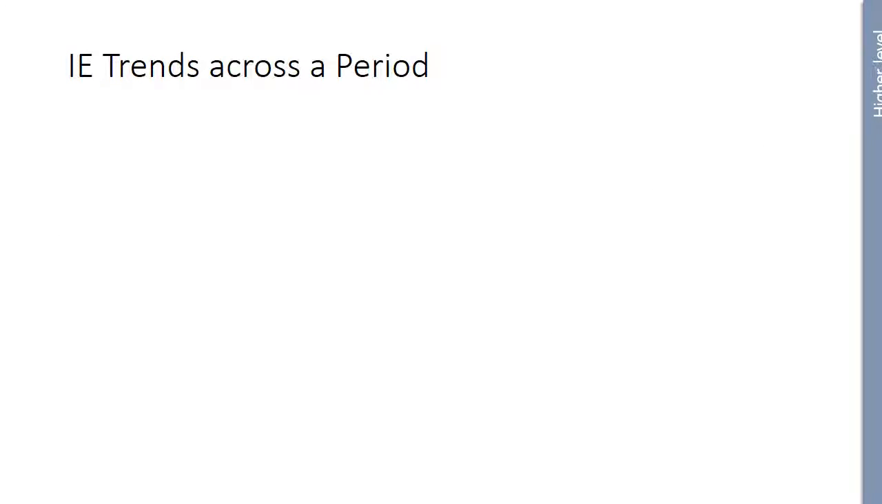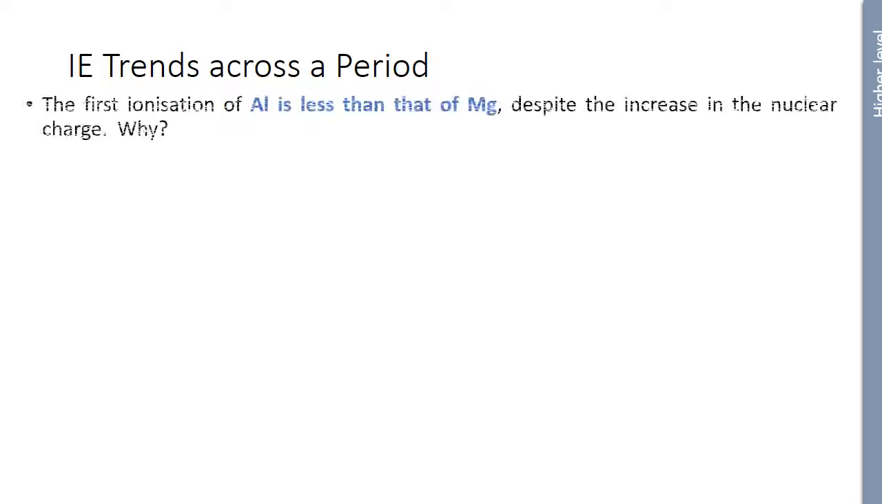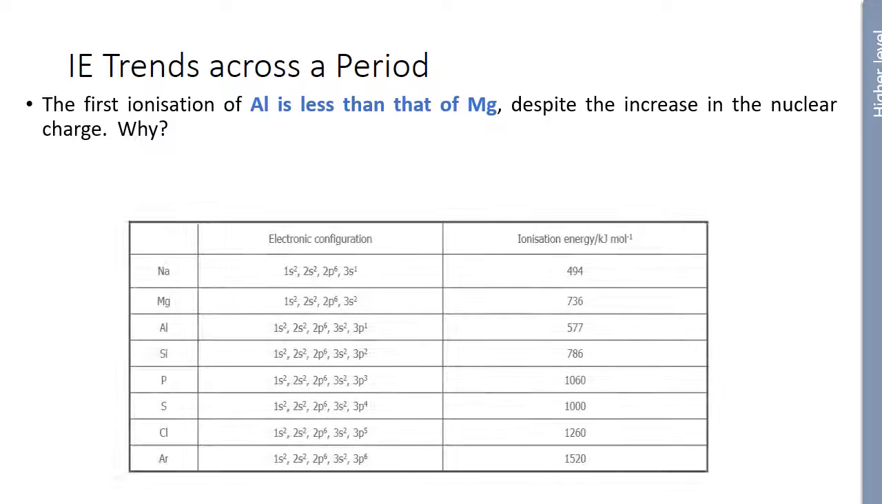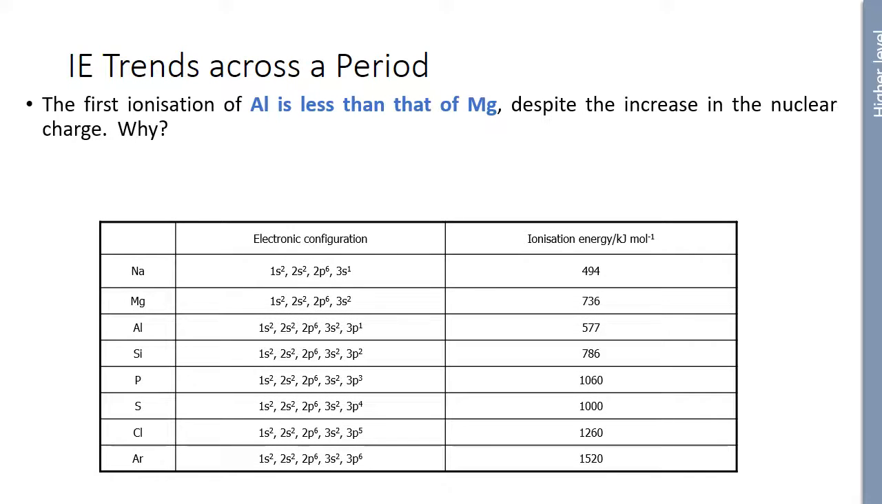Continuing along with the ionization energy trends across the period, the first ionization of aluminium to aluminium 1+ is less than that of magnesium, despite the increase in the number of protons in the nucleus and the increased nuclear charge. Just looking at the results here, these are the numbers. For magnesium, it's 736 kilojoules per mole, and for aluminium, it's 577 kilojoules per mole.